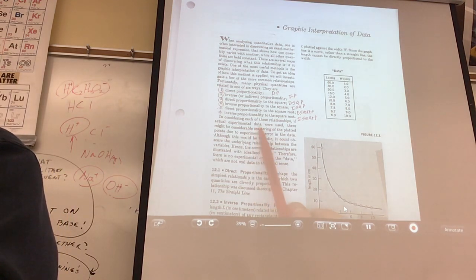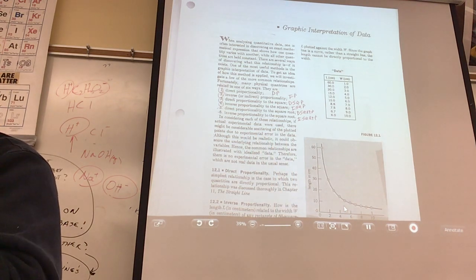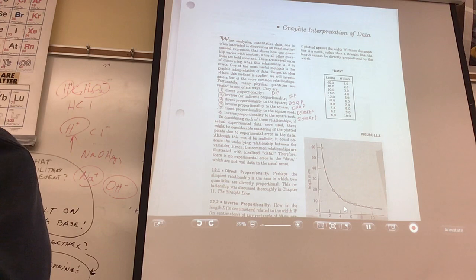In considering each of these relationships, if actual experimental data were used, there might be considerable scattering of the plotted points due to the experimental error in the data. Although this would be realistic, it would obscure the underlying relationship between the variables. Hence, the common relationships are illustrated with idealized data. Therefore, there is no experimental error in the data, which are not real data in the usual sense.